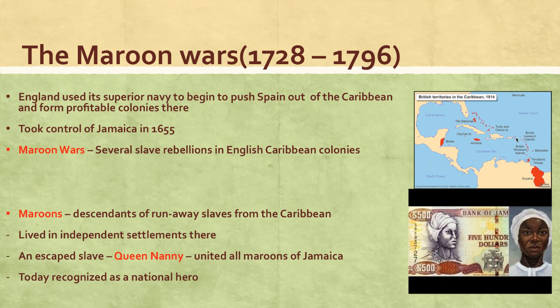Between 1728 and 1796, continued slave revolts were called the Maroon Wars. Maroons are going to be runaway slaves that have escaped and then have organized together to fight back against slavery and colonization in general. Oftentimes they were disorganized and there were small little rebellions, but one former slave, one Maroon, came to prominence, Queen Nanny, because she united all the Maroons of Jamaica to fight back against English colonization. And today she's found on their currency. She's a national hero.